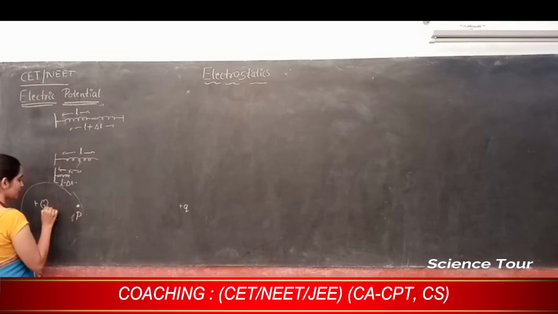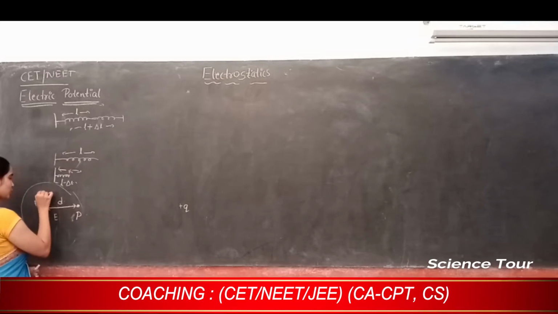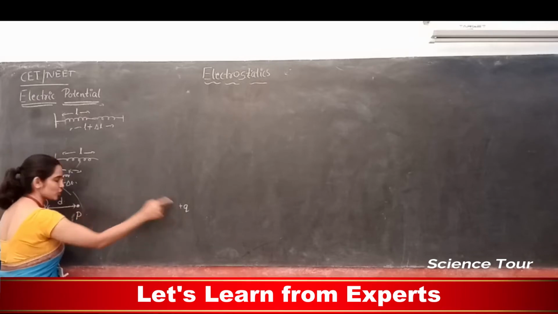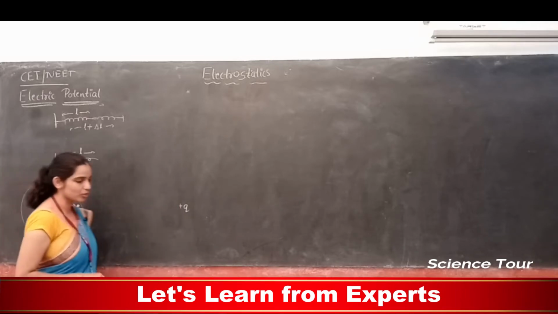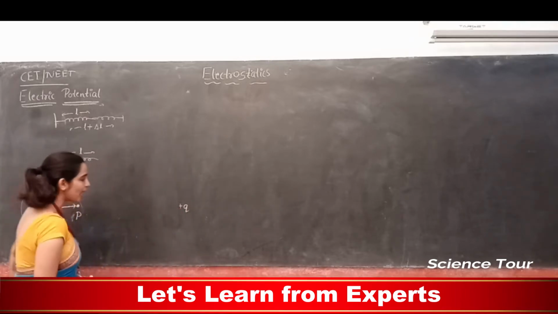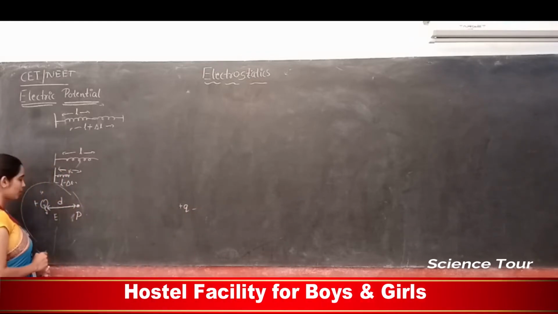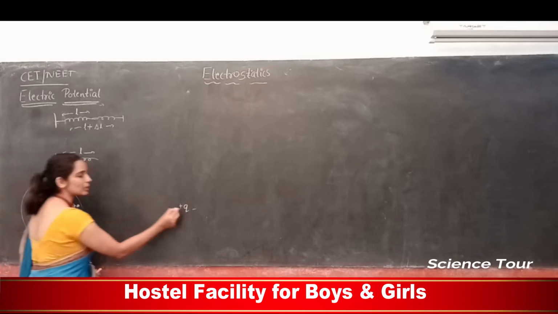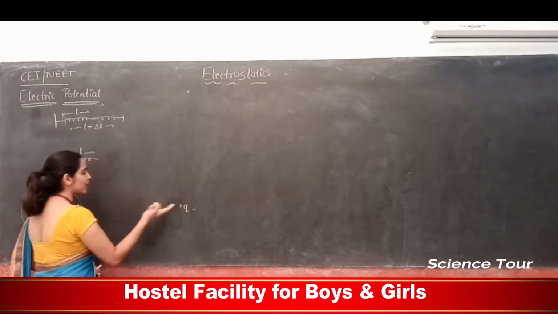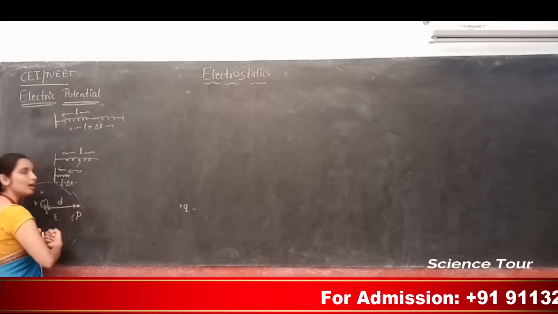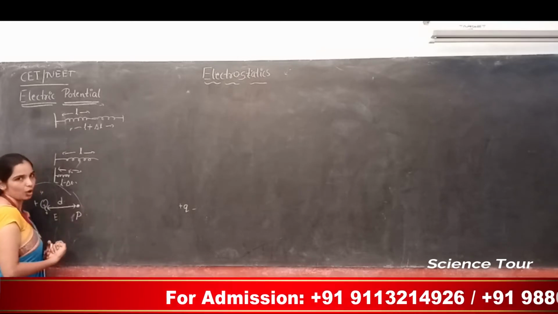What is that P distance? P distance is around d from the source charge. If I call this a source charge, then the position where I am going to bring this charge is at a distance d from the source charge. I have to do some work on this charge to bring it to this position. Yes or no? Because this is a positive charge, this is also a positive charge, they repel each other. So I have to bring it by doing some work on that.